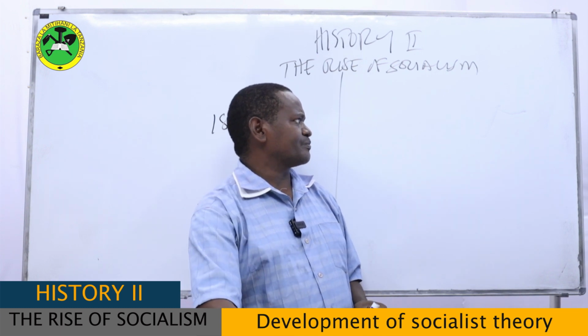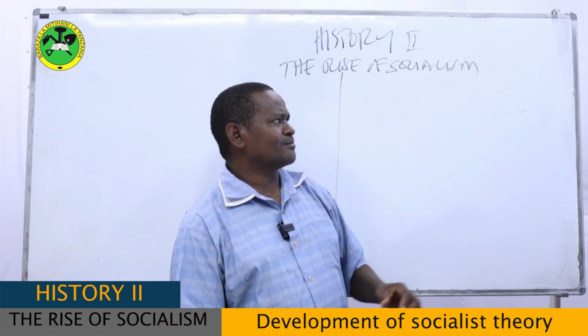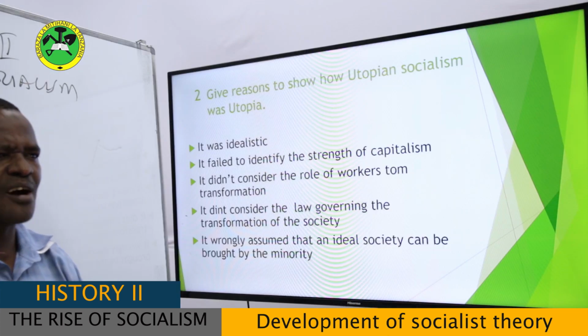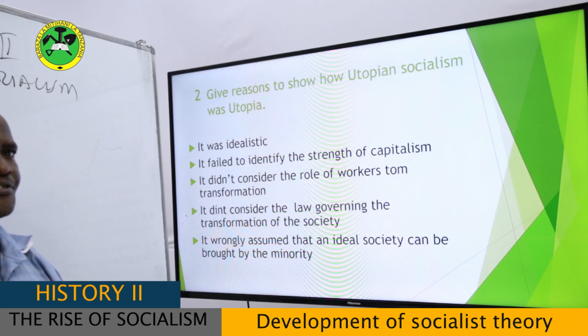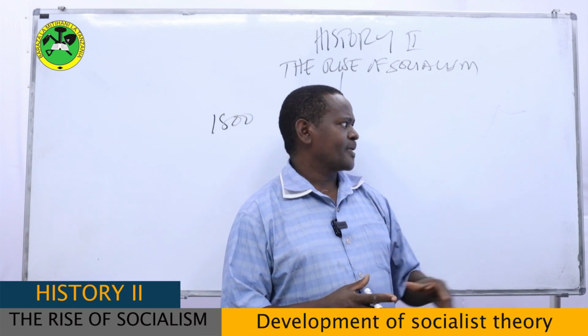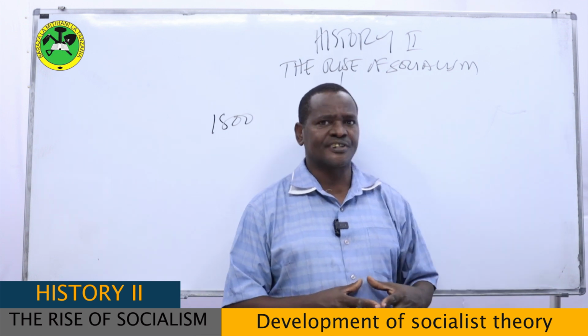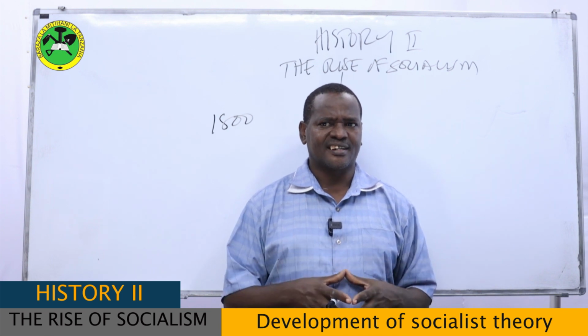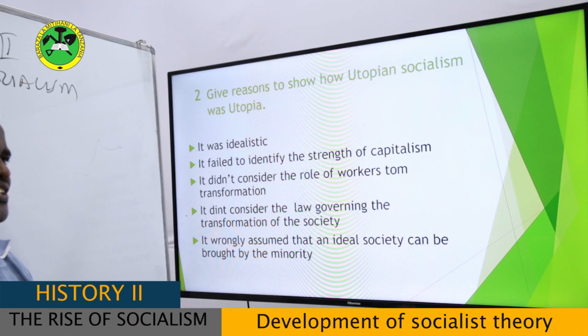Let's now come to the second question. Give reasons to show how utopian socialism was utopia. This question, my dear students, is very simple because you are just going to make reference to the weaknesses of utopian socialism. The one weakness, of course, is that it was idealistic in nature. What they believed was just an idea. It was not material. That's why we said it was immaterial.